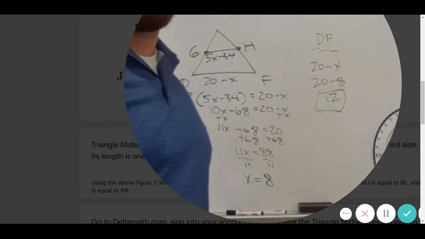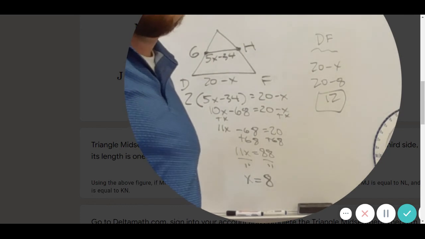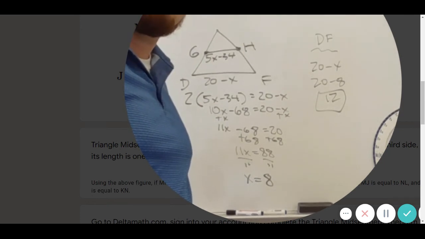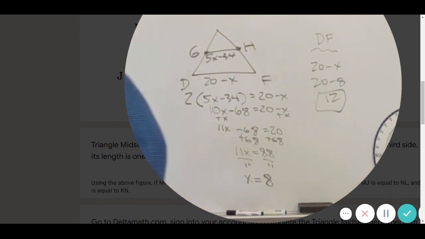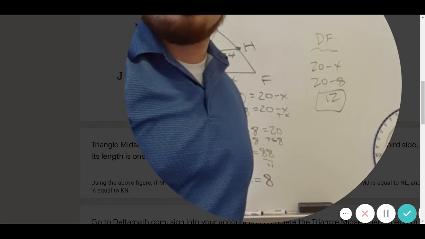So this is the first half. Go ahead and log into Delta Math if you didn't already. You'll see there are 2 parts to the assignment. So do the part with the triangle midsegment theorem. There are 3 questions. You'll need to get 3 in a row correct. And then you can go to the next video and do the next portion of this assignment.